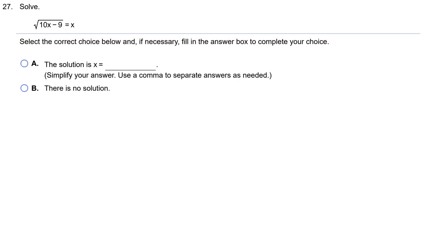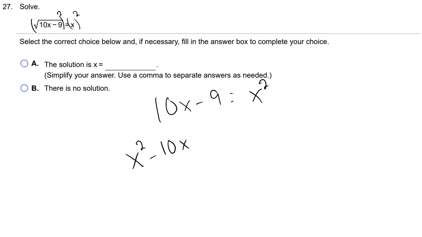We look at number 27. It's another radical. This one's a square root, so we're going to square both sides. When we do that, it blows up the radical on the left, but it gives us an x squared on the right. To solve a quadratic, meaning we have an x squared in it, we're going to get it equal to 0 by subtracting everything over there. So I'm going to say x squared minus 10x plus 9 equals 0.